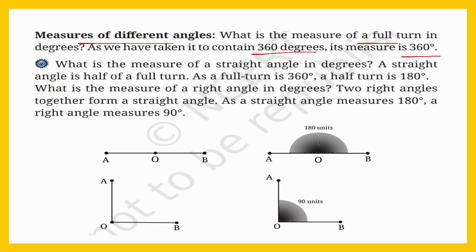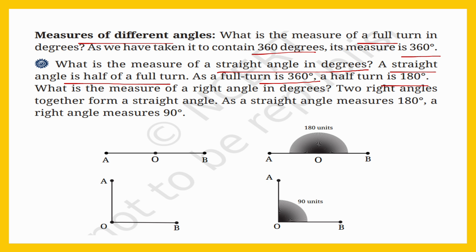Then what is the measure of a straight angle in degrees? What is a straight angle? A straight angle is half of a full turn. As a full turn is 360 degrees, a half turn is 180 degrees. So the measure of a straight angle: a straight angle is half of a full turn, a full turn is 360 degrees, so a half turn is 180 degrees. 360 divided by 2 is 180 degrees.